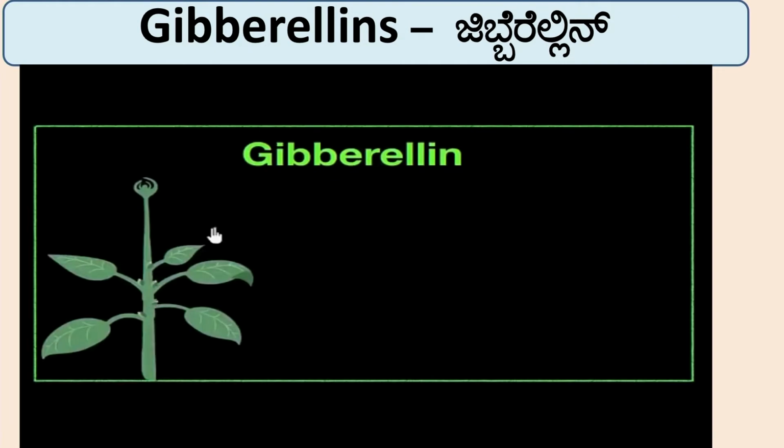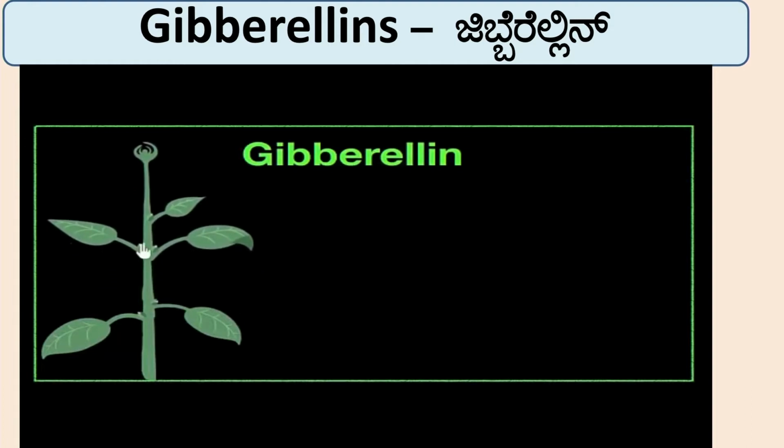Next we will see gibberellins. In gibberellins, there are nodal regions between the leaves. At the axil of the leaf you find the nodal region. Between two nodes, whatever is present, those cells will grow and the length of the stem increases. So, gibberellins help in the growth of the stem, in the elongation of the stem.